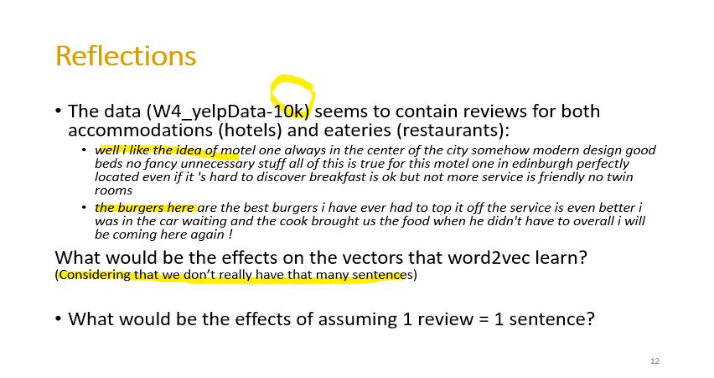The second question is that here we assume that one review equals one sentence. So one review should actually contain a lot of sentences, but here we just assume the entire paragraph of the review equals one sentence. Now can you think about what the effects would be for the vectors that word2vec learns?